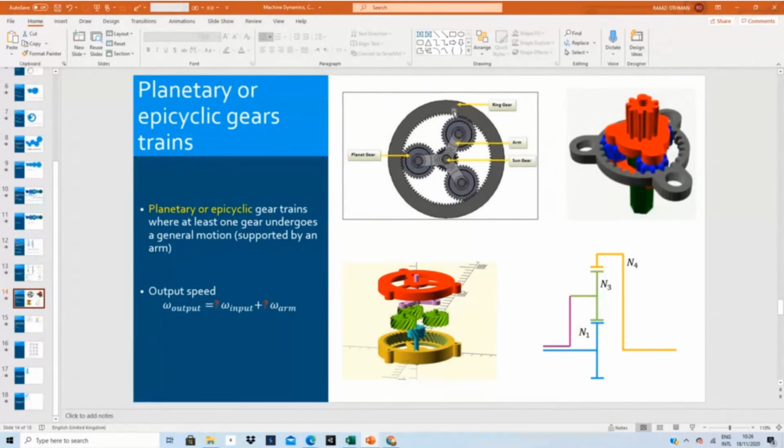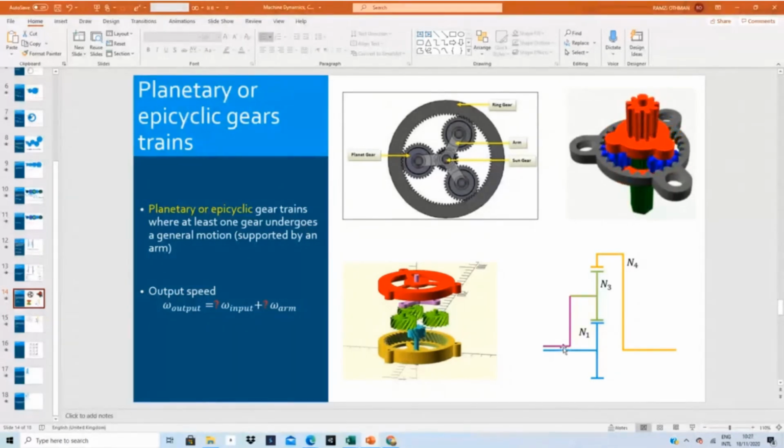The planet is also meshed to an external ring, which is here in black. It's not rotating here, but it can. Now, this ring also rotates about the same axis of rotation as the arm and the sun, but not with the same speed. So the arm, the sun, and the outer ring will all rotate about the same axis, but each one has a different shaft.